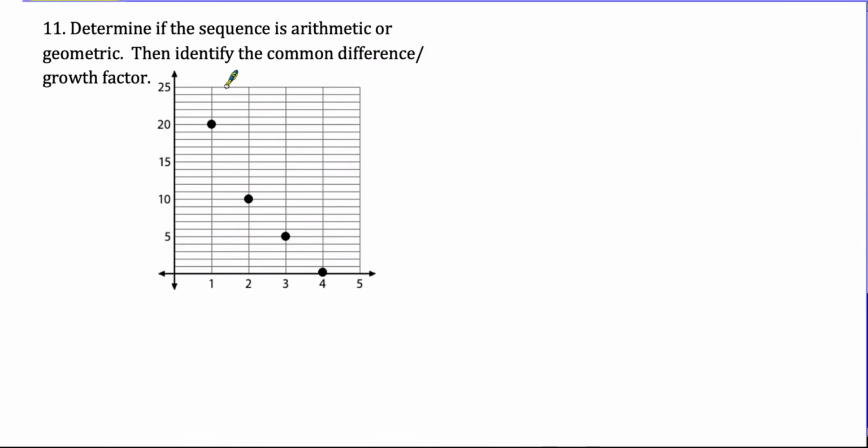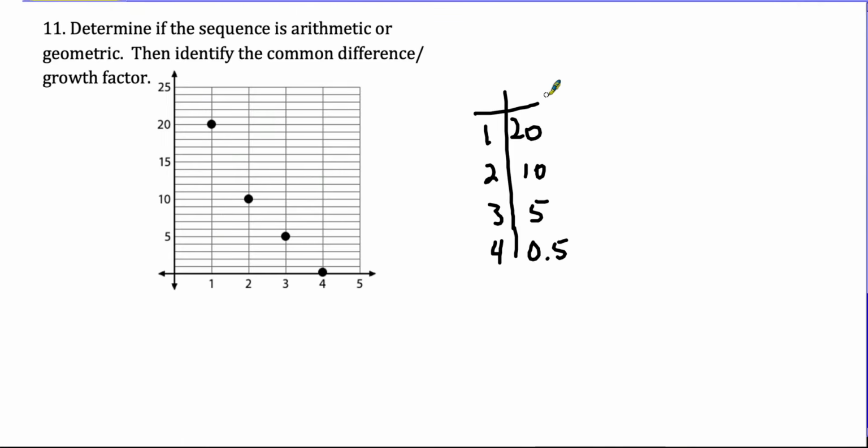All right. On number 11, it might help if I list out my terms again. Term 1 is 20, term 2 is 10, term 3 is 5, and term 4, I don't know, it looks like maybe about 0.5. Hopefully we can tell that this one is not arithmetic. I can tell that I'm not adding the same thing, right? To go from 20 to 10, I would be adding -10. To go from 10 to 5, I'd be adding -5. So hopefully we can quickly tell it's not arithmetic.